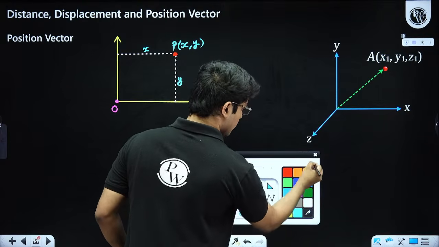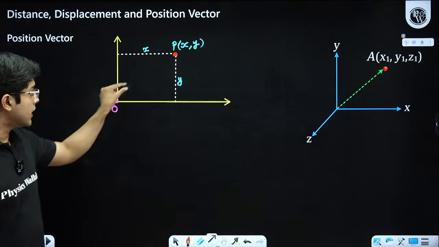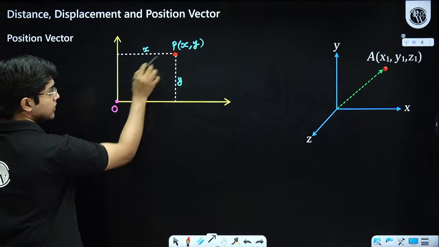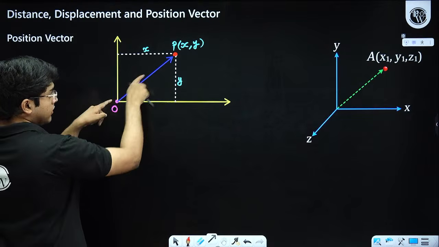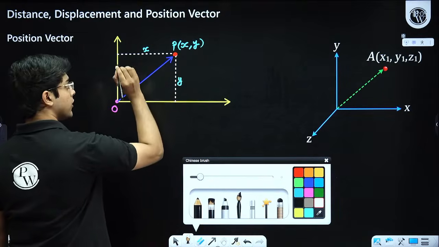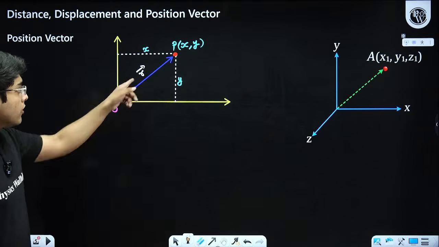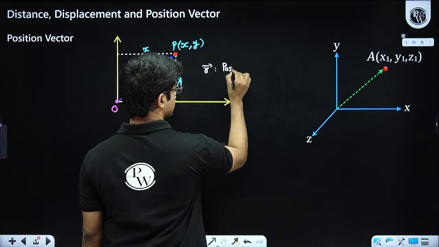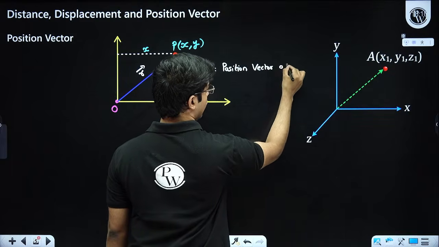So what is the logic behind the position vector? It is simply a vector which connects the origin to this point P. If you ask the origin where is the point P, the origin will say it is over here, right? Now this vector connecting the origin to the point P, this is what we call the position vector of point P. We can use a symbol R for this. So R vector is the position vector of point P.